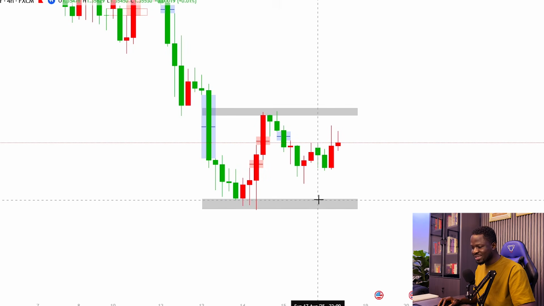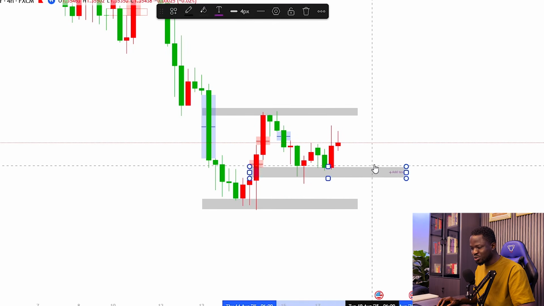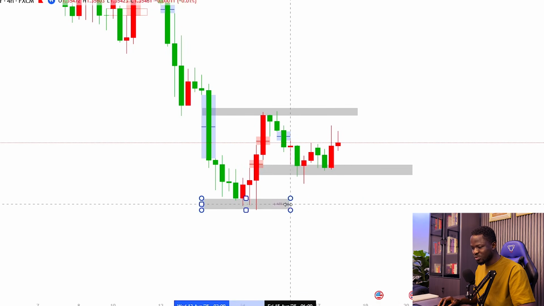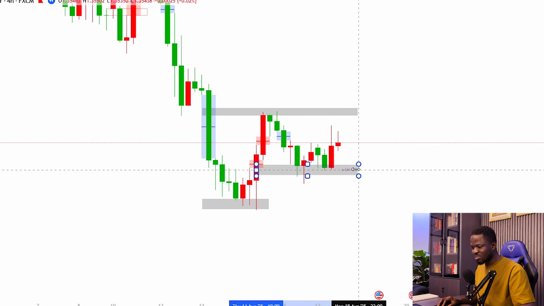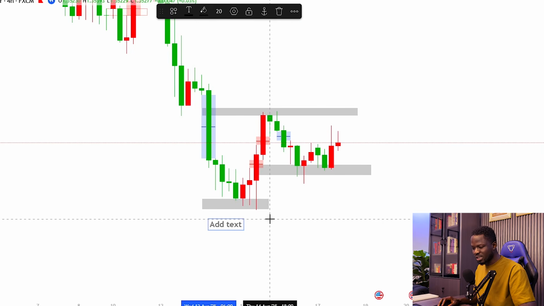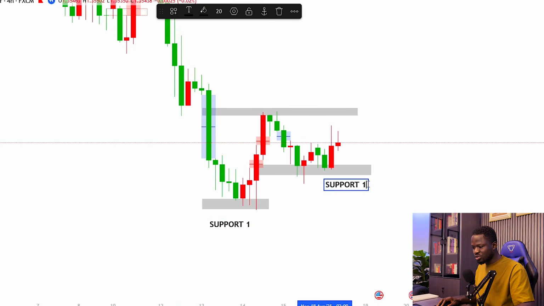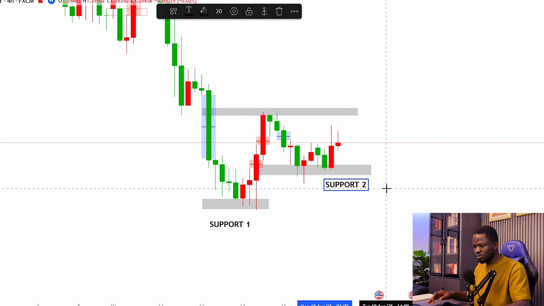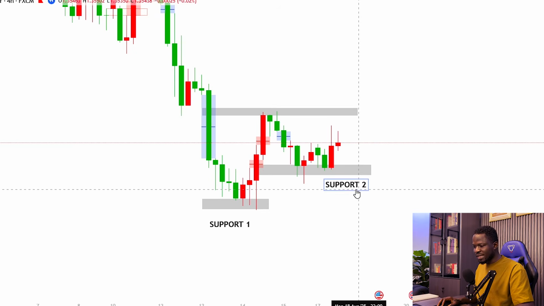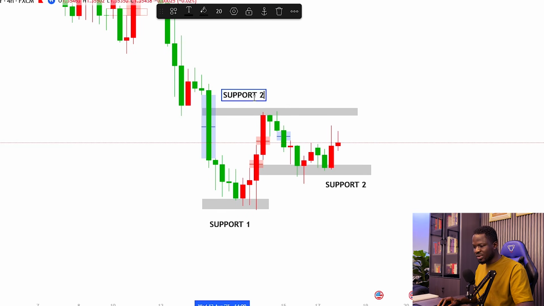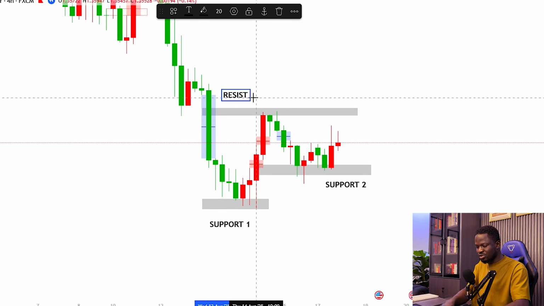Now the price created a new support. So this place will be support 1, while this place will be support 2. Let me label it. We have our support 1 here, then this space is going to be our support 2. Then this place is going to be our resistance zone.